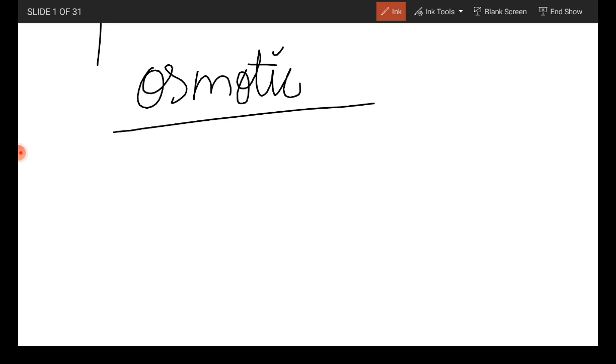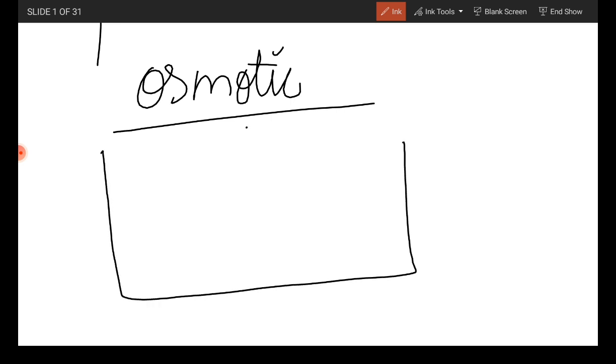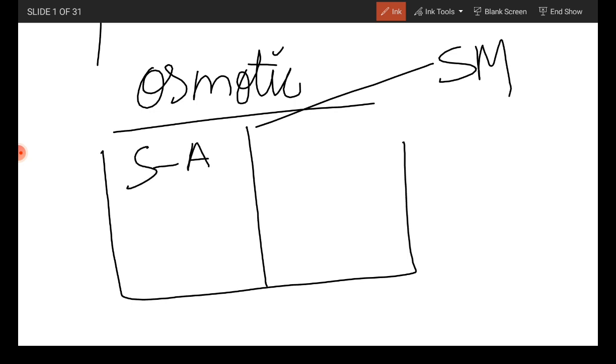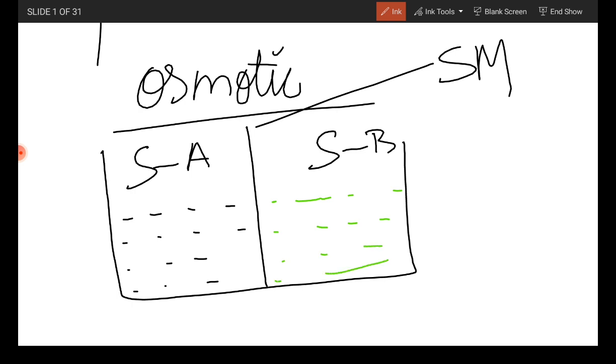Hello students, in this video we will continue with the osmotic experiment. We will finish the osmotic experiment. As we have seen, consider this as a semi-permeable membrane, with solution A and solution B. These are solvent molecules, and this is a solute molecule. We have too many solute molecules in solution B.